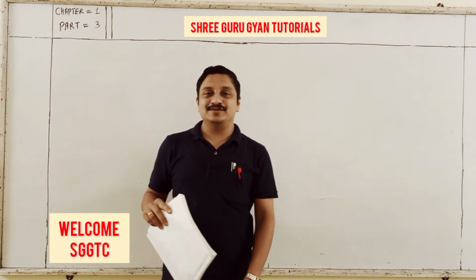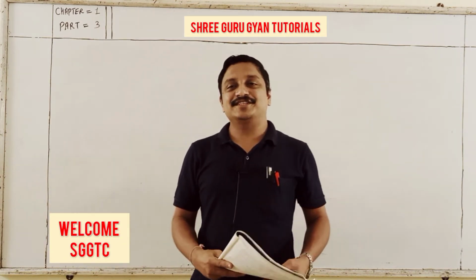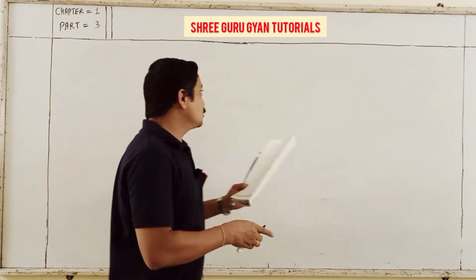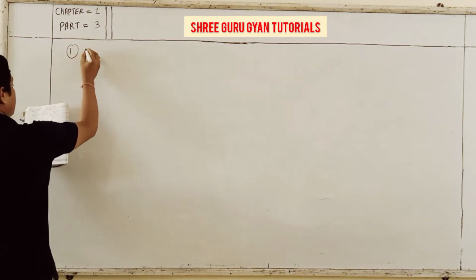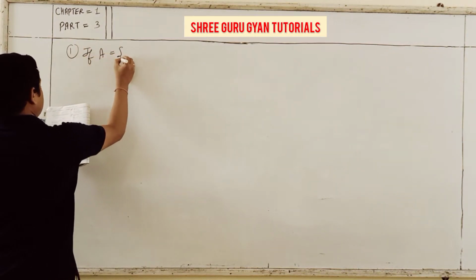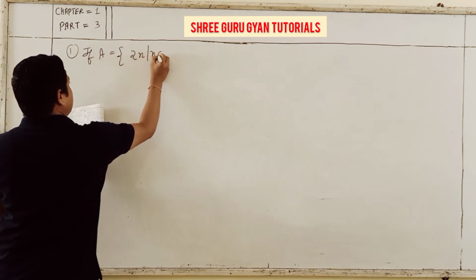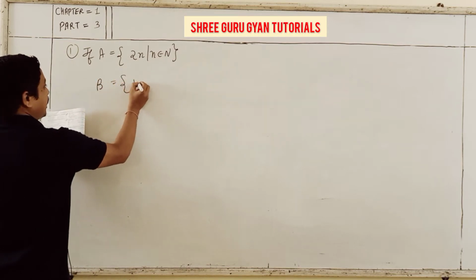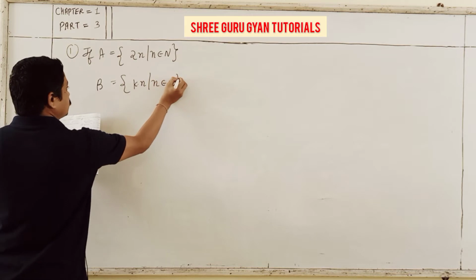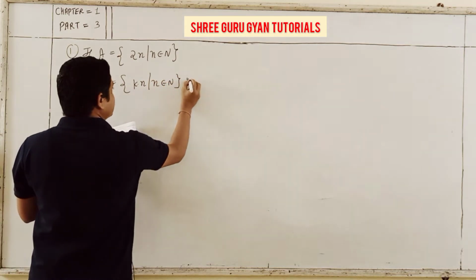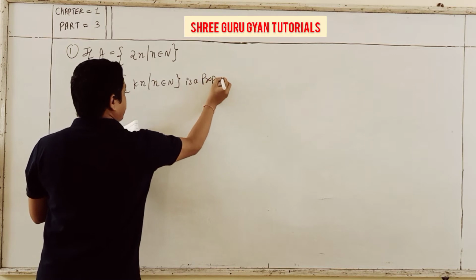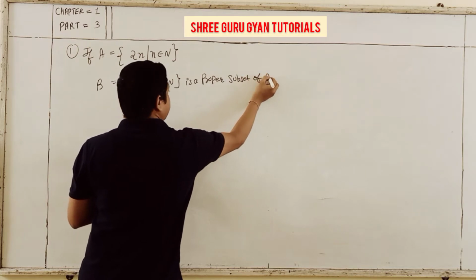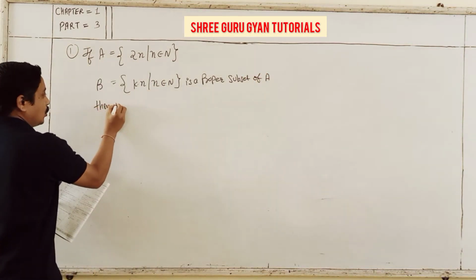Okay students, today we are on the third day of the revision session, set theory, third part. We are going ahead same as our question number 1. If set A is given as 2n, n belongs to natural numbers, and the set B is kn, n belongs to natural numbers, and B is a proper subset of A, then what is the k?